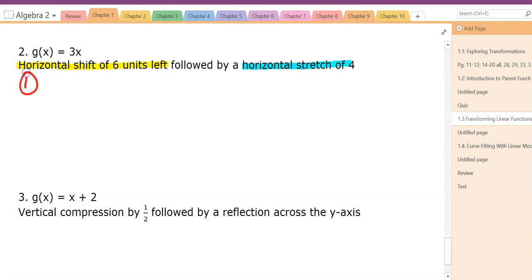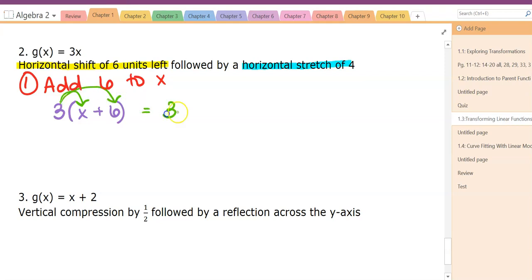For the first one, that horizontal shift of 6 units to the left, I'm going to add 6 to my x. So I have 3, and then in here we're going to write x plus 6. Again, kind of just putting those in the parentheses. And then we can still distribute. 3 times x, 3 times 6. So we get 3x plus 18.